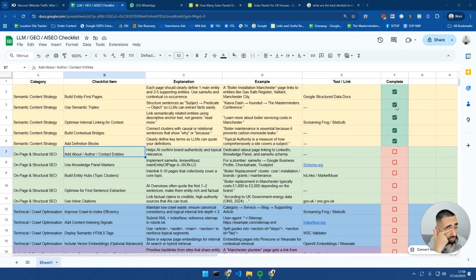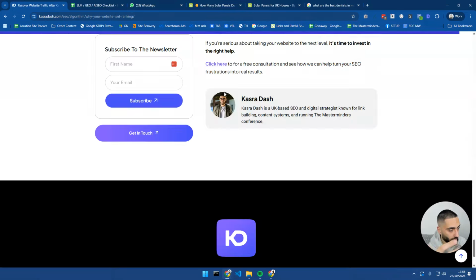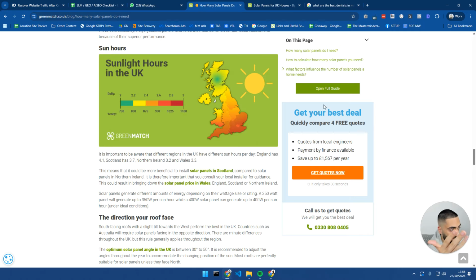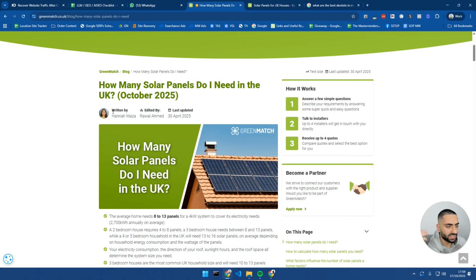The next thing that you can obviously do is having an about page, offer, or contact information as well. On my own website, if we scroll down to the very bottom, you will see that we actually have my face there, a little bit about myself as well. I would recommend doing this. Again, these guys have also done it. If we scroll up, as you can see, written by Hannah Maza, edited by Rawil Ahmed, and also last updated 30th of April 2025.